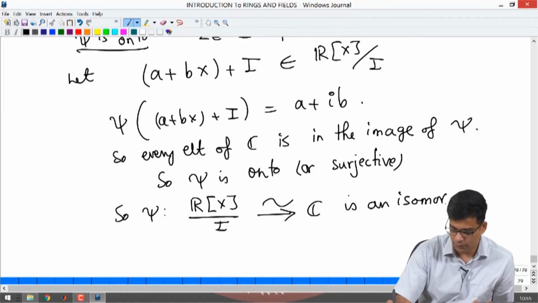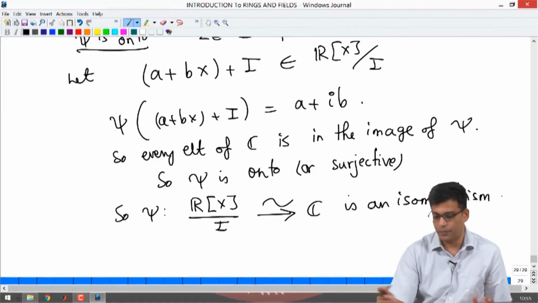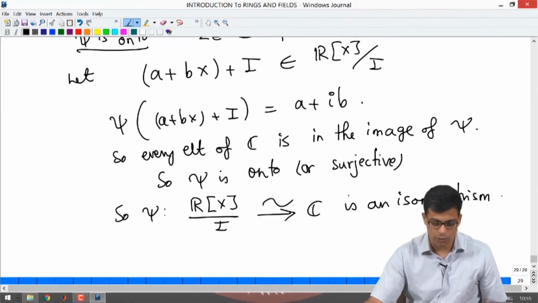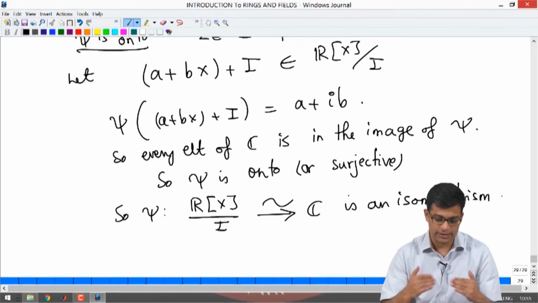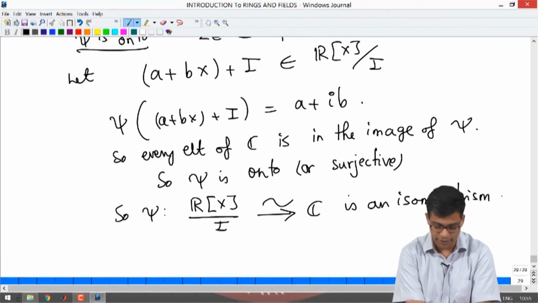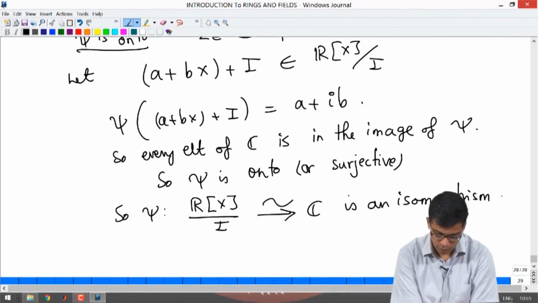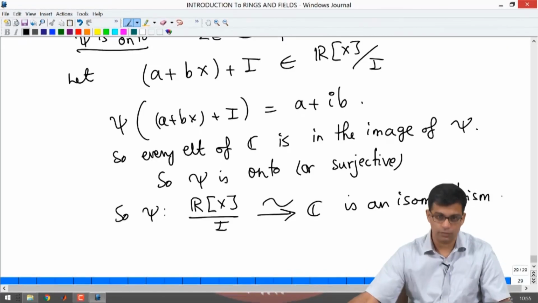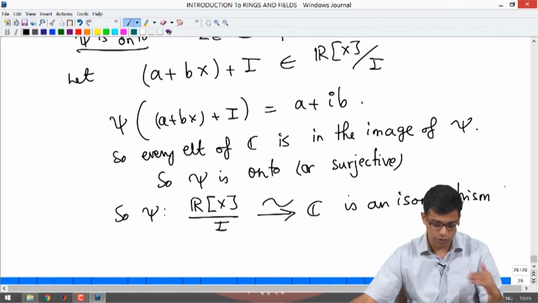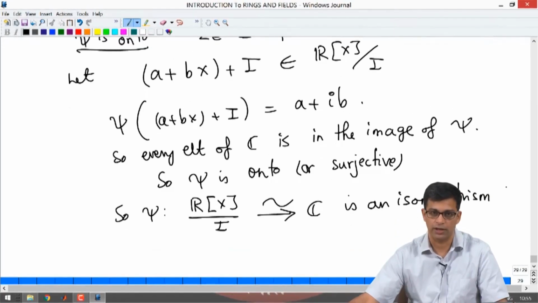Okay, so this last part was fast, but I will repeat this again. When we do the first isomorphism theorem for rings, exactly the same calculation will be done. In that proof I will do a little more details. So, this completes this argument that R[x] mod I is isomorphic to C.